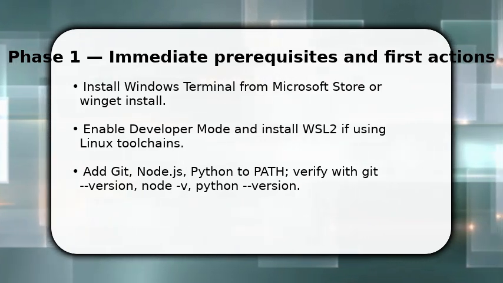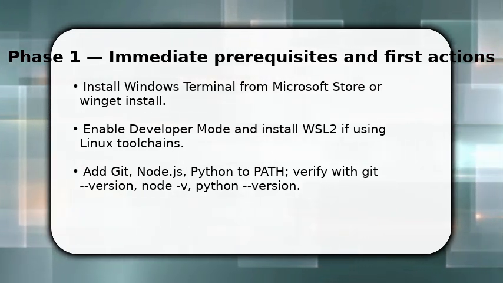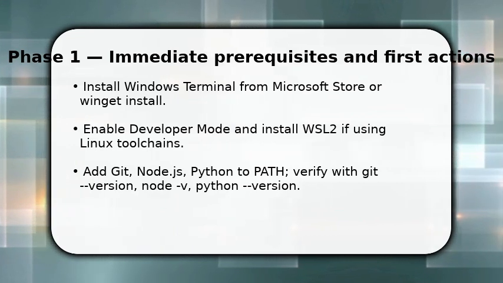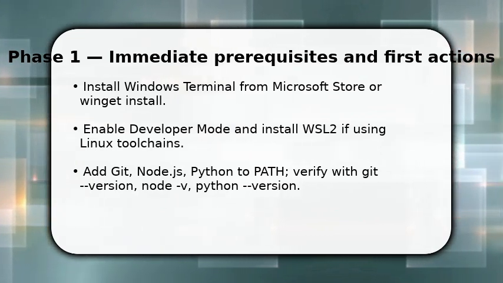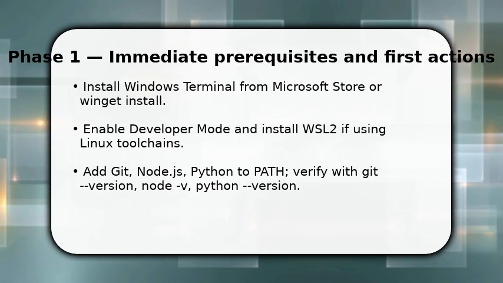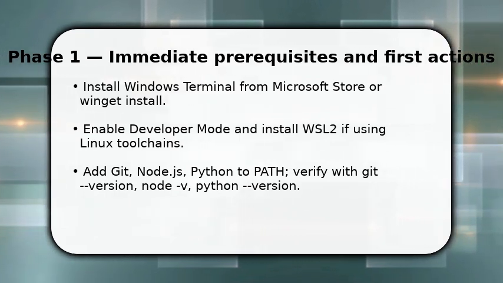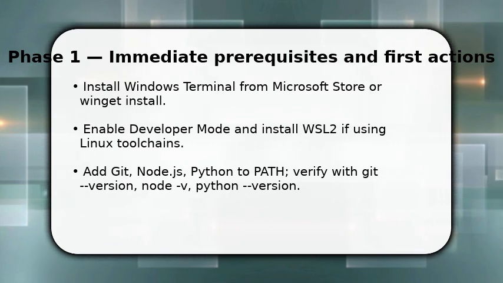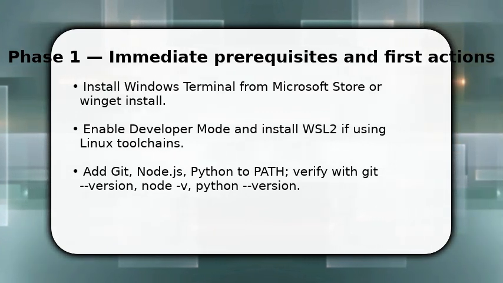Open Terminal, choose PowerShell, Command Prompt, or WSL profile and run git --version and node -v to confirm. This immediate validation prevents later errors and ensures you can execute code, manage repos, and install packages without interruptions.